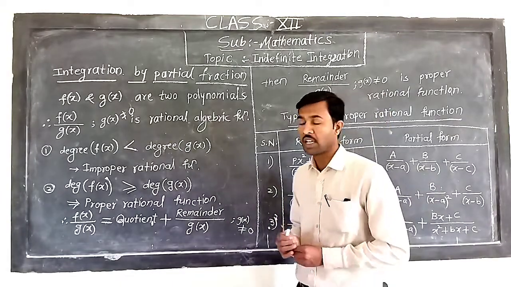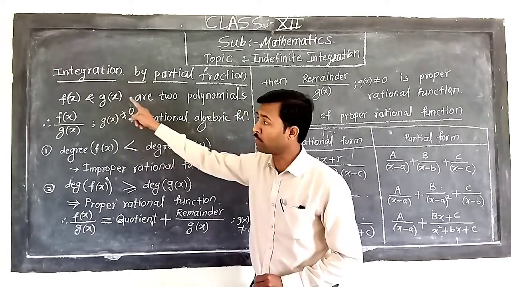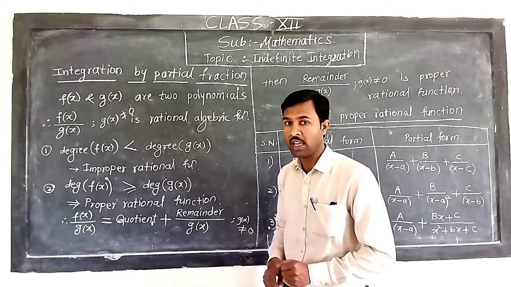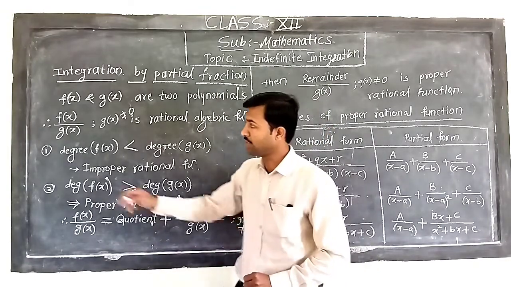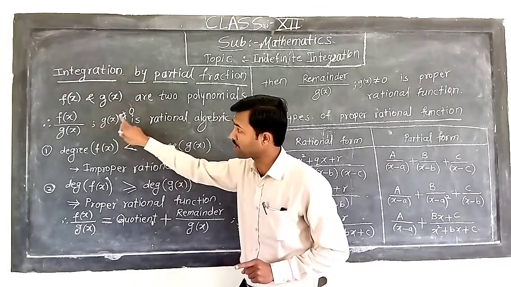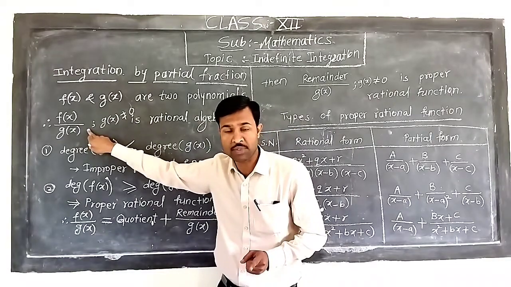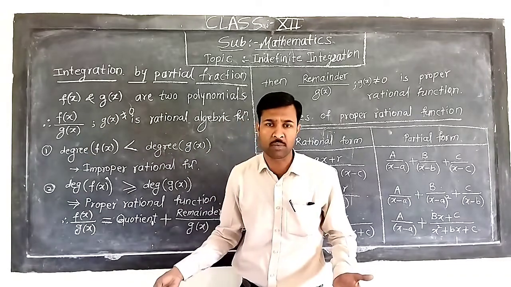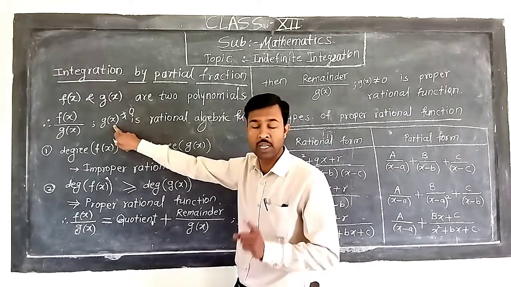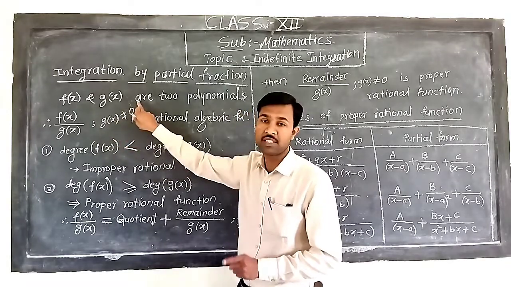Now look here. I have considered two functions, f of x and g of x. Both of these are polynomial functions. If I take their ratio, that is f of x upon g of x, provided that g of x is not equal to 0. Because if the denominator becomes 0, then it is an indefinite form and we can't solve that. So it is very necessary that g of x, which is our denominator, is never 0.